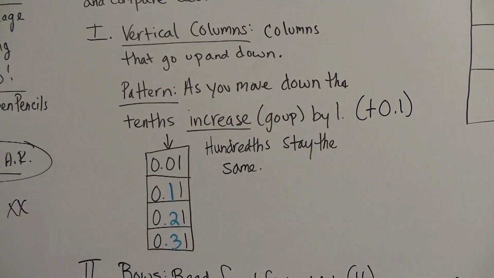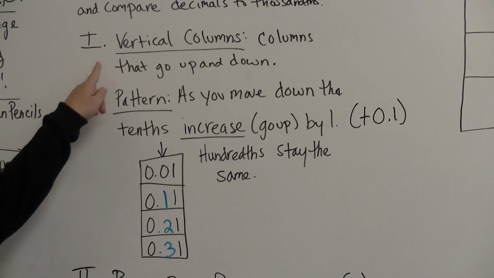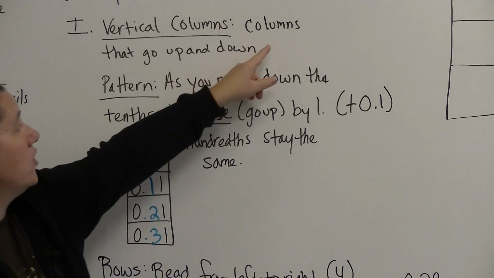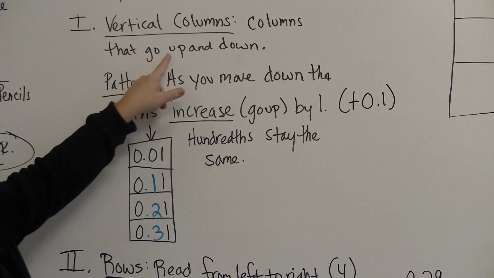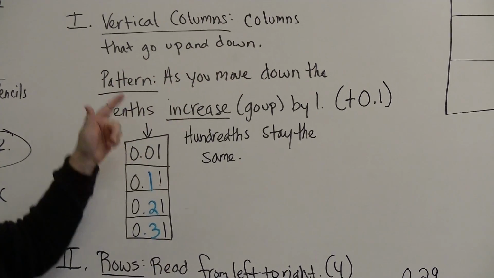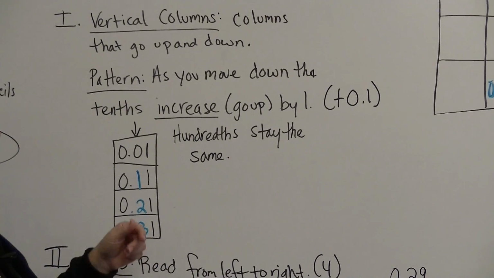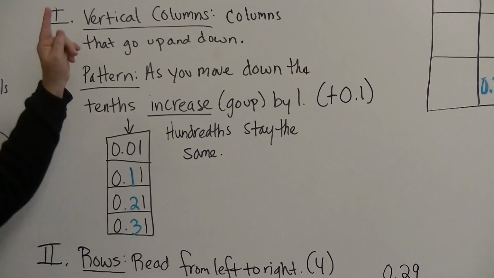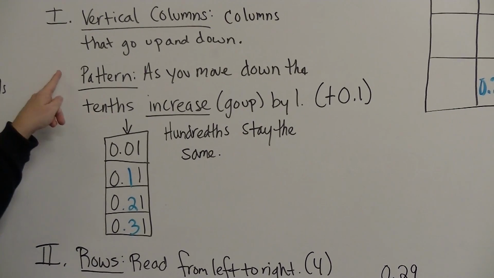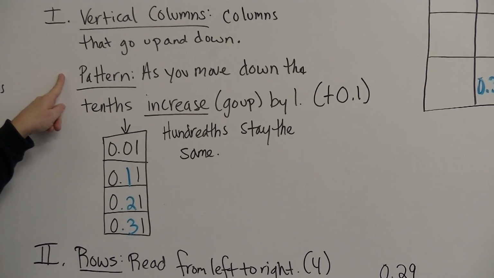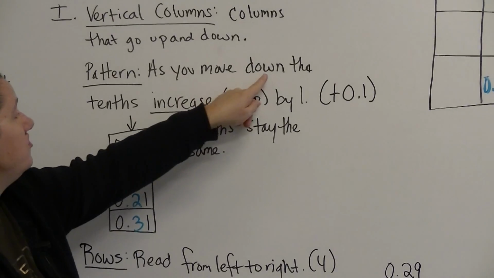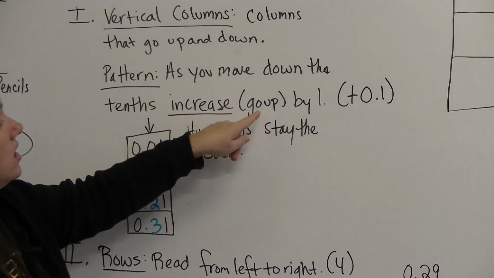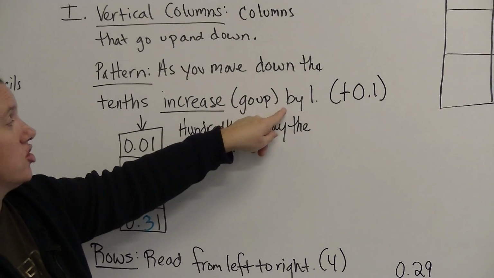Let's start and put down Roman numeral 1 and label it vertical columns so we can remember what those are. Remember we said those were the columns that go up and down. That's your vertical. Think of basketball. Think of those players reaching for the rim. They always say, well, how high can you jump? That's your vertical to help you remember up and down. You will see here that the pattern that they were showing us is as you move down, the tenths increase. Increasing meaning go up, and you're going up by 1.